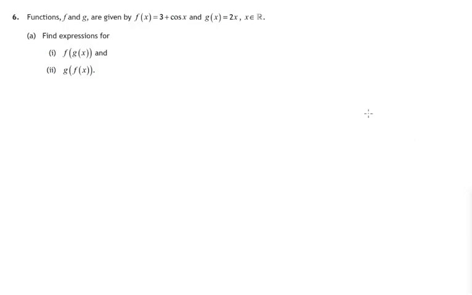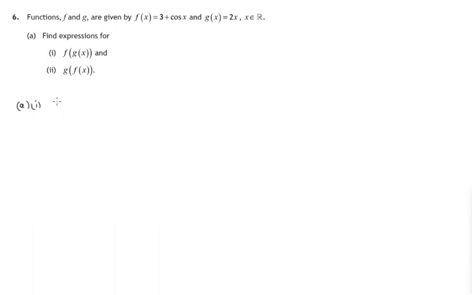Hi, Mr. Corsi here. In question 6 here, we've got a couple of functions with their formulae, and we're asked to find expressions for f of g of x and g of f of x. So let's have a look at how we would go about that.